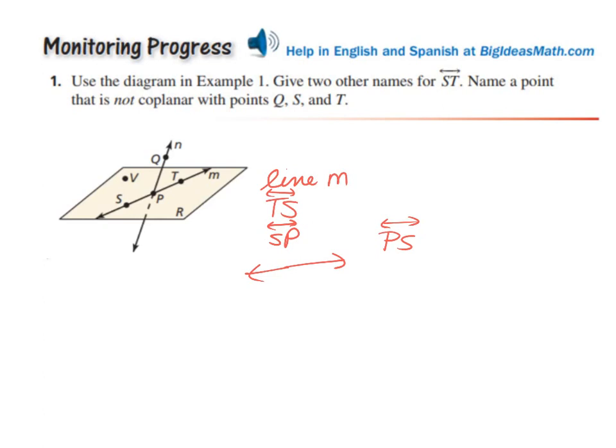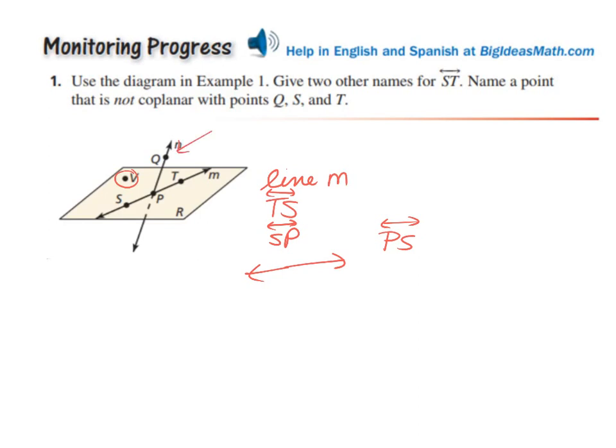Name a point that is not coplanar with Q, S, and T. What'd you come up with? Do you have a guess? Well, V, and I'll tell you why. When they're talking about the coplanar points Q, S, and T, that looks a little weird because you're probably thinking, how is that coplanar when Q is all the way up here?